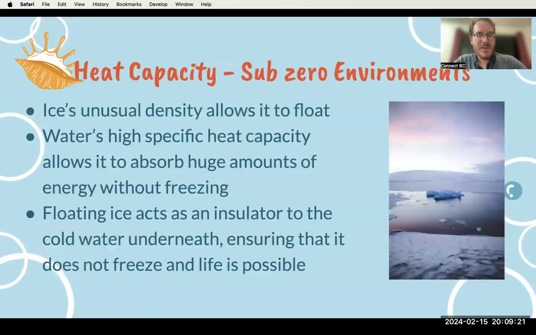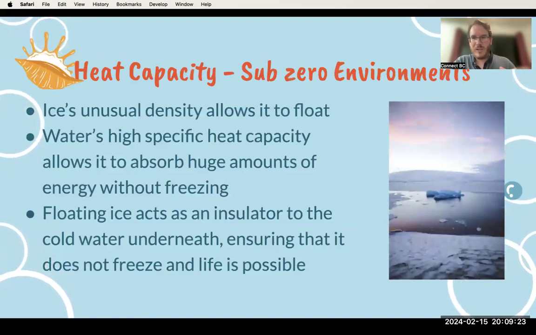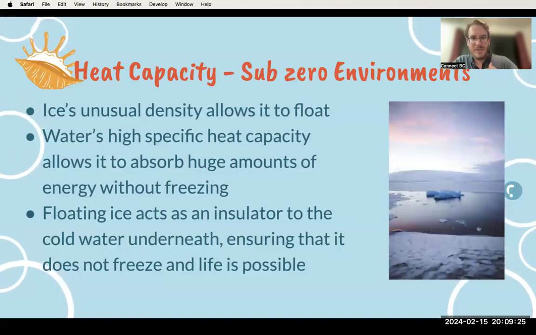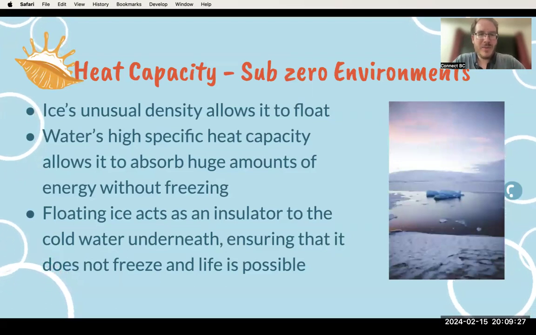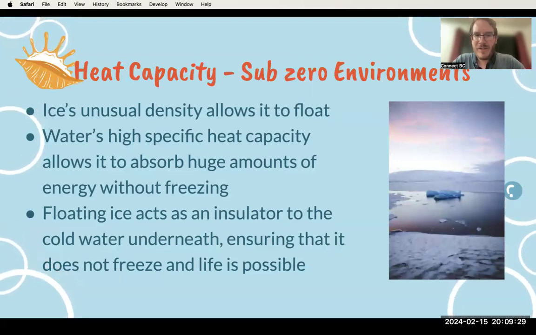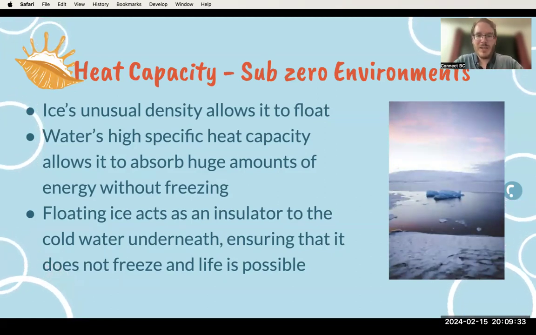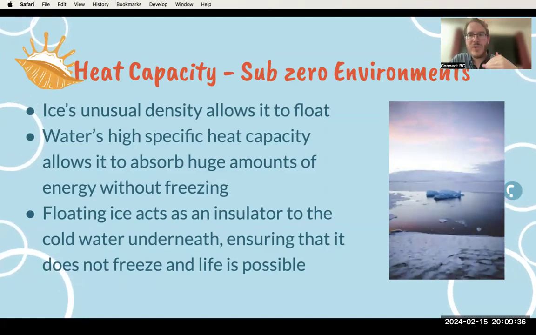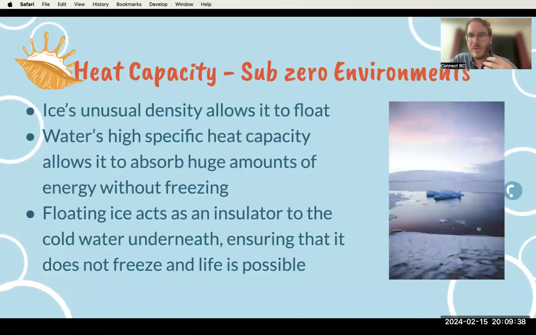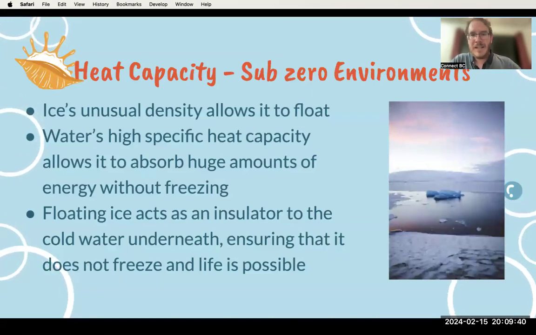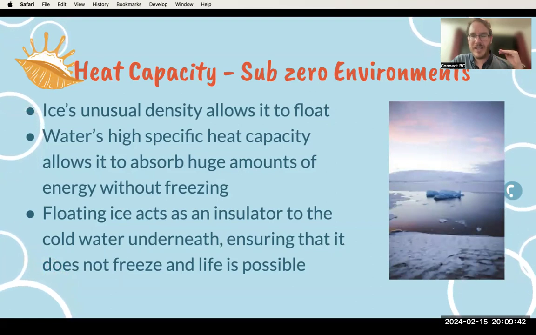And water's high specific heat capacity, in both the water of the ocean and the ice of the land masses, allows it to absorb huge amounts of energy without freezing. And so this floating ice acts as an insulator to the cold water underneath. It ensures that the ocean doesn't freeze at those points, or rivers, lakes, whatever it might be. It allows the water underneath to stay liquid.